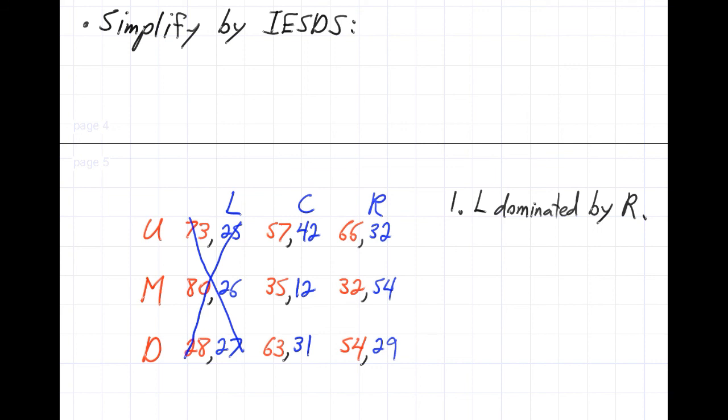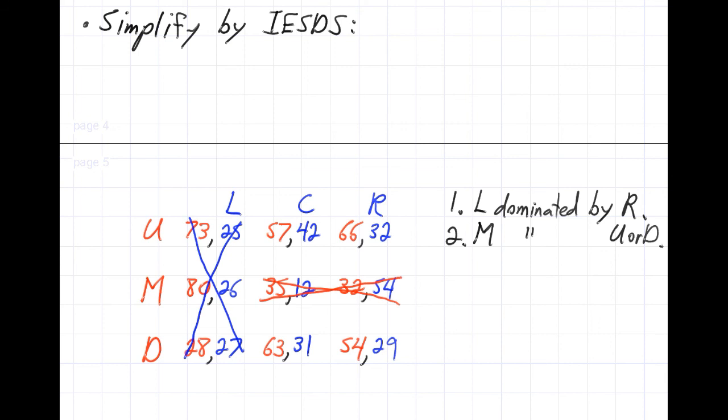Let's go back to looking at the row player strategies. So now we have 57 versus 35 if we want to compare U to M. 57 versus 35, so U is better there. And 66 versus 32, again, U is better. So M in this simplified matrix is dominated by U. And if you look carefully, you'll also see that M is dominated by D. So M is dominated by U or D. Okay. That means we can eliminate M. And that gives us a further simplified matrix.